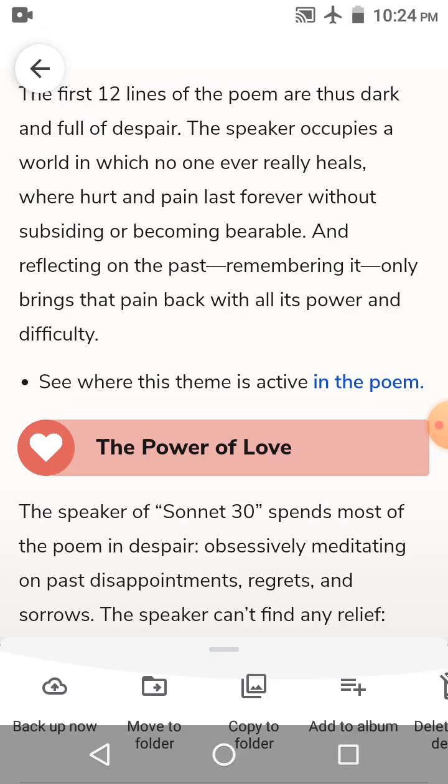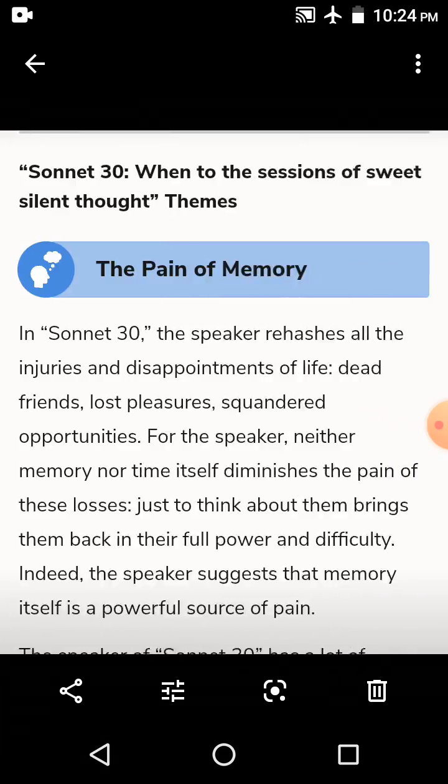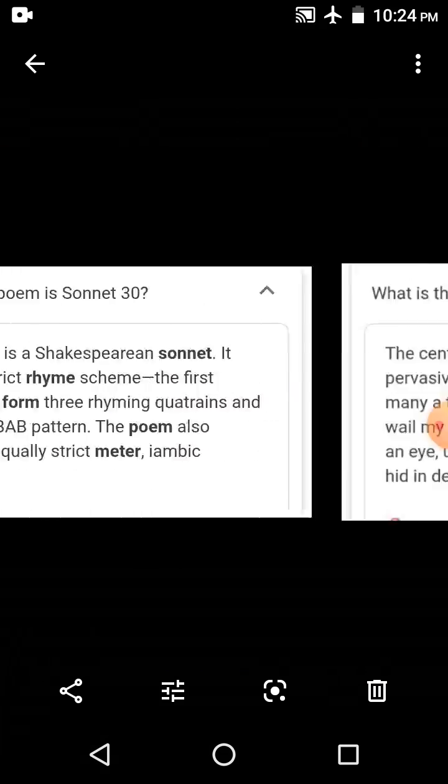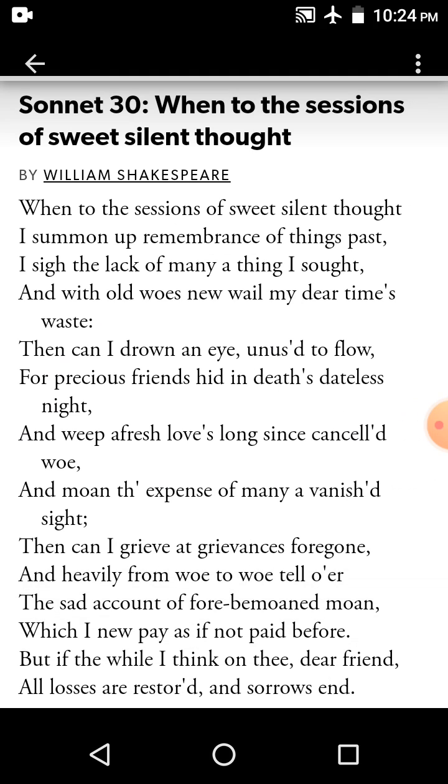Now, let us begin our poem. It is Sonnet 30. Please remember that it is Sonnet 30 from those 154 sonnets, and the title is When to the Sessions of Sweet Silent Thought. When to the Sessions of Sweet Silent Thought.